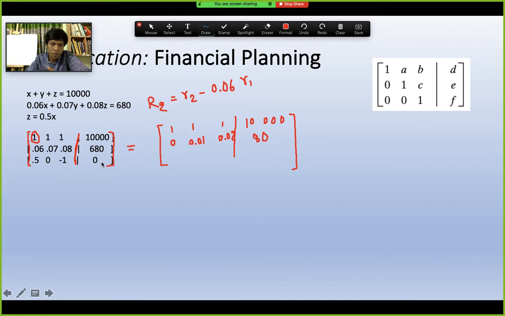So let's multiply it by 2. Then it becomes 1, it becomes 0, it becomes minus 2, it becomes 0. If you are good with decimals, you can keep this. For solving all this math, there are many methods, many ways. Okay. This is 10,000.